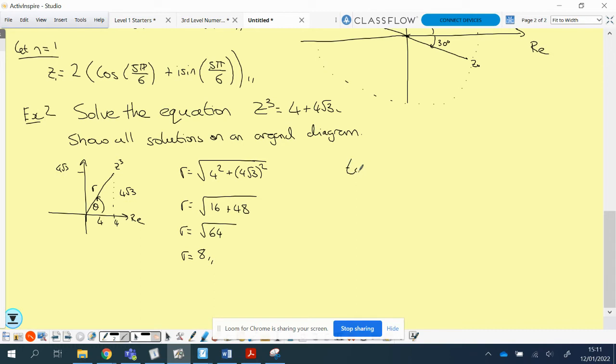Let's work out the angle now. So tan theta is opposite over adjacent, so it'll be 4 root 3 over 4, which again becomes root 3 over 1. So again, we've got the exact same thing as we had last time, which means that theta would be tan inverse of root 3 over 1, which becomes 60 degrees or pi over 3. Okay, so that's what I get there.